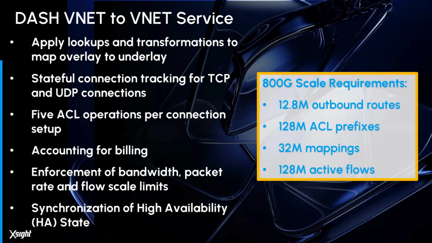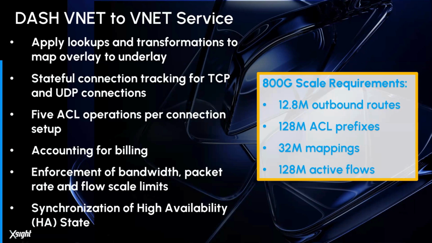There's a requirement that Dash perform 5 access control list operations per connection setup. The data plane also has to do accounting for billing. It also enforces bandwidth, packet rate, and flow scale limits.